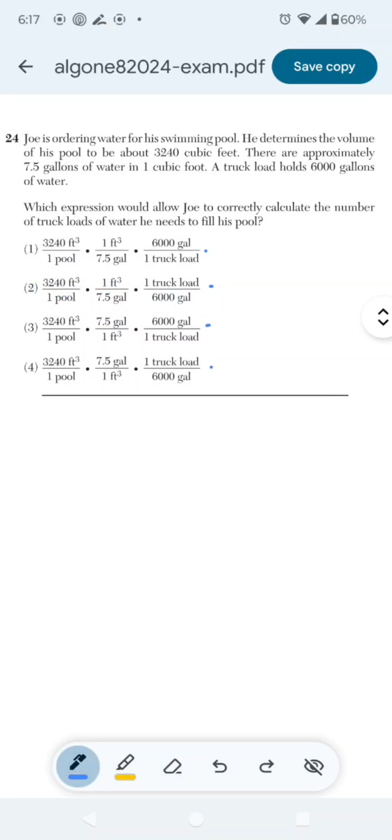I need to multiply. Now, number 3, I'm multiplying my feet times my gallons, then I'm going to multiply it times my gallons again. Nope, that doesn't work. I take my feet, multiply them times my gallons, and divide by my gallons per truck to give me how many trucks I need.